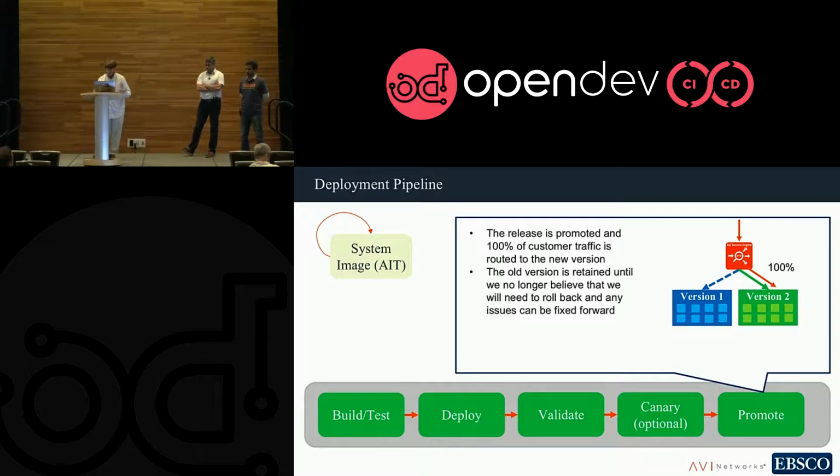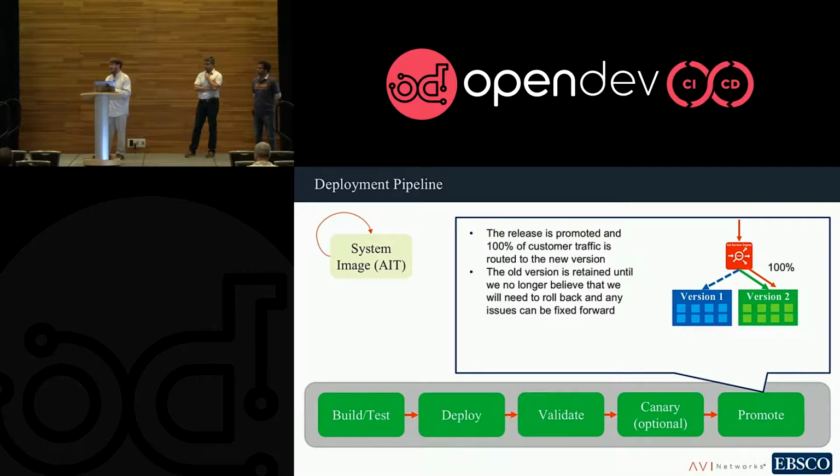So finally, if everything passes, we go over to the promotion phase. So this is where we're shifting 100% of the traffic over and we're considering this released. So now the old version is retained for a period of time, however long you need to be able to have confidence that this release has actually succeeded and you won't need to roll back. While that's available, if anything goes wrong, you need to roll back. It's just a load balancer setting. You just go through, shift the traffic back to where it was, and you're all set.